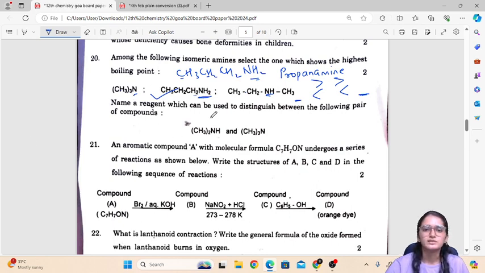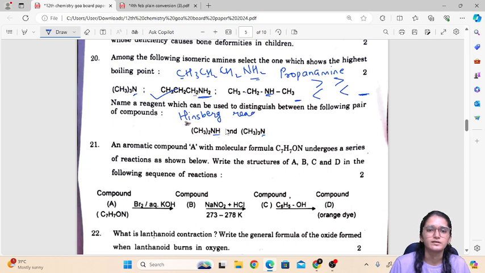Next question from the same chapter: name a reagent which can be used to distinguish between the following pair of compounds. Here there is NH, so it is a secondary amine, and here there is N, so it is a tertiary amine. There is one test or reaction which can be used to distinguish between secondary and tertiary amines, and that is called the Hinsberg reagent.